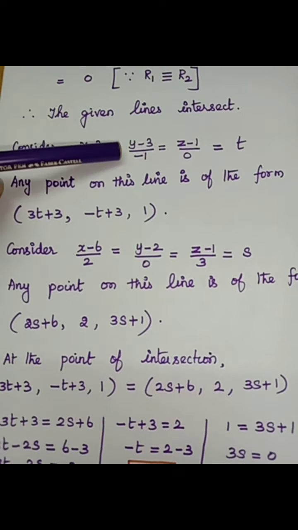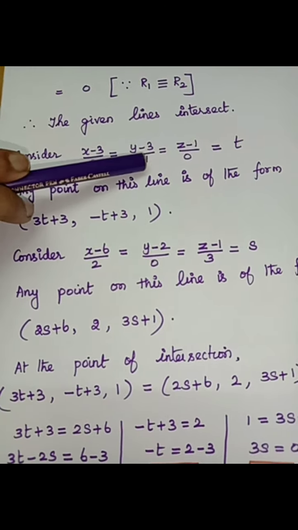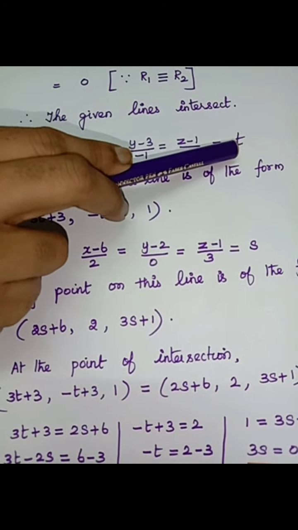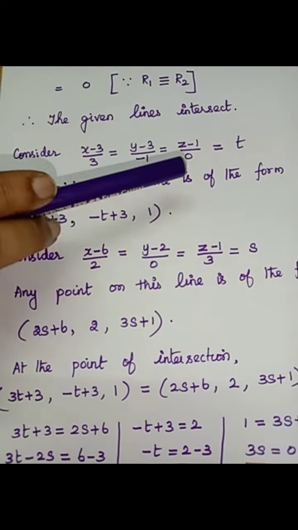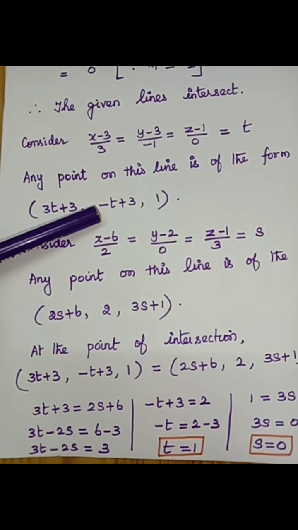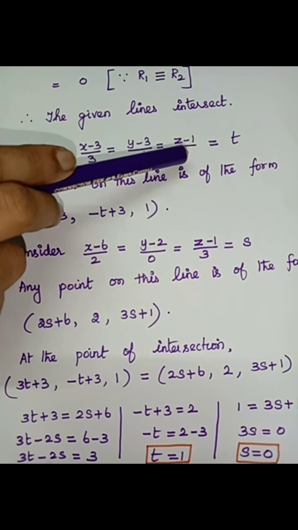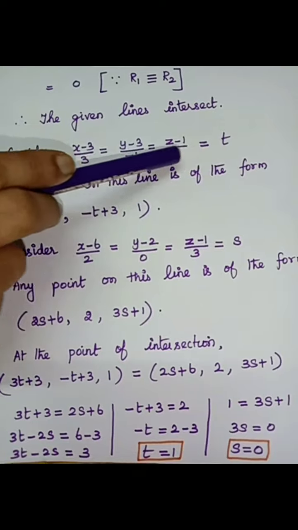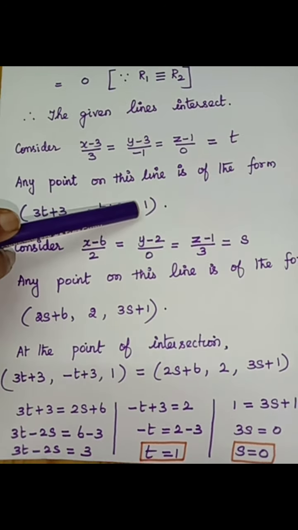Similarly, take the second term and equate to t. So the denominator minus 1 when it is multiplied with t it is minus t, and minus 3 when you take it to the right side it will become plus 3. So y is equal to minus t plus 3, and come to z minus 1 by 0 is equal to t. So 0 into t is 0, so z is equal to 1.